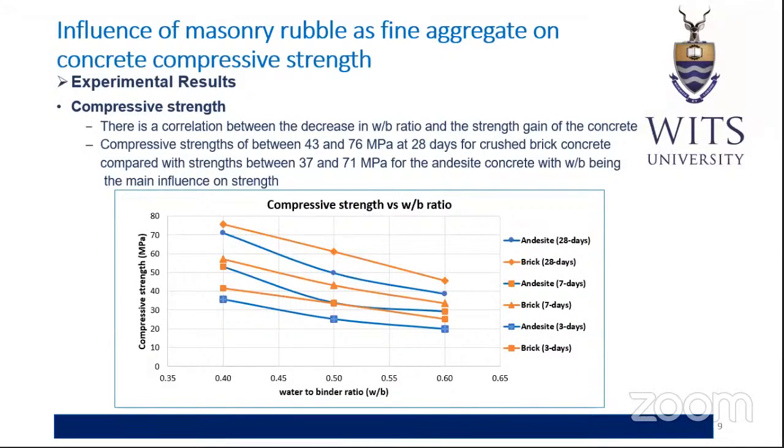The compressive strength test results also show a correlation between the water to binder ratio and the compressive strength of both the andesite and the brick concrete. At 28 days of testing, the compressive strength of the brick concrete lies between 43 and 76 megapascal, while the strength for the andesite concrete lies between 37 and 71 megapascal, with the water to binder ratio being the main influence of strength as shown on the graph.